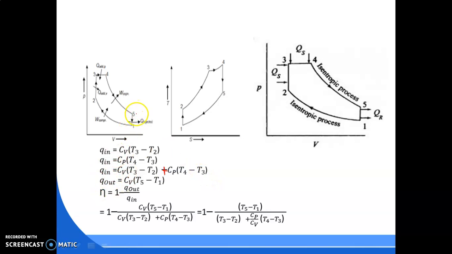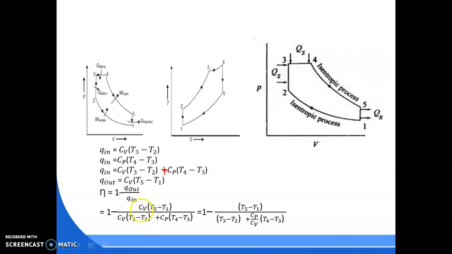So what is your Qout? The heat will be rejected in the 5 to 1 process. That will be your Cv (T1 minus T5). The heat rejection is taken as negative, so it should be Cv into (T5 minus T1). So what is the efficiency? Efficiency is equal to 1 minus Qout by Qin. Qout is Cv into (T5 minus T1). Qin is Cv into (T3 minus T2) plus Cp into (T4 minus T3).